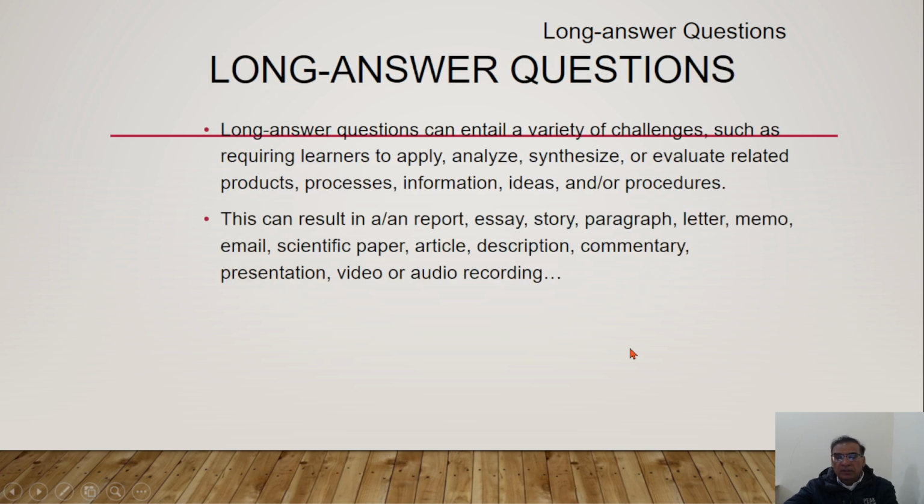Next, long answer questions. Long answer questions assess critical thinking and application and require a structured response. Guidelines: provide a clear rubric, set length expectations, and encourage logical flow. An example is: discuss the impact of industrialization on modern economies.